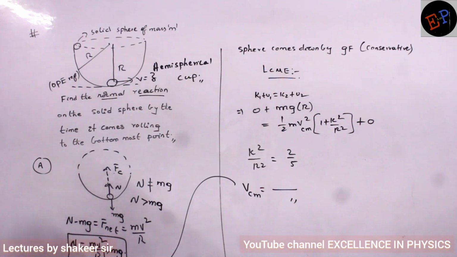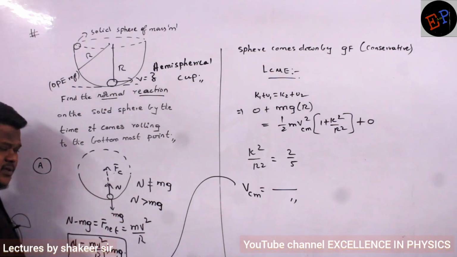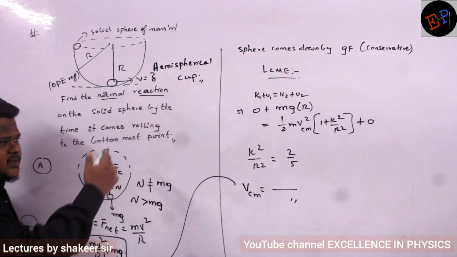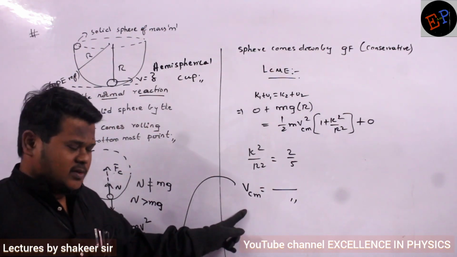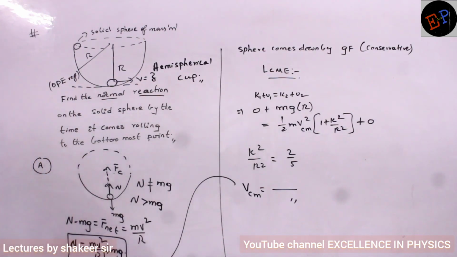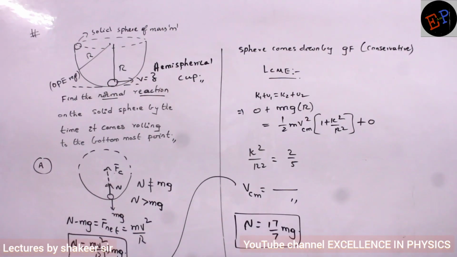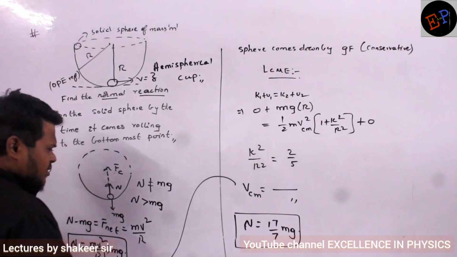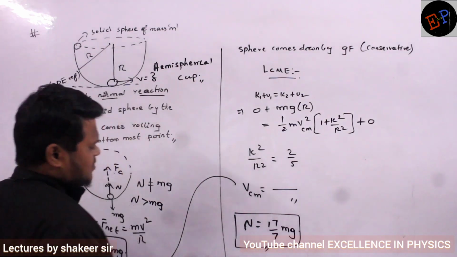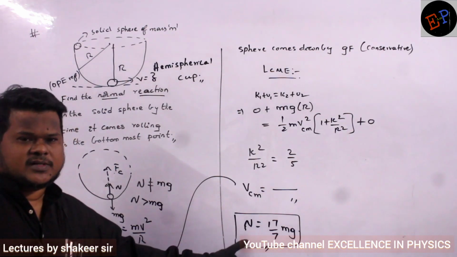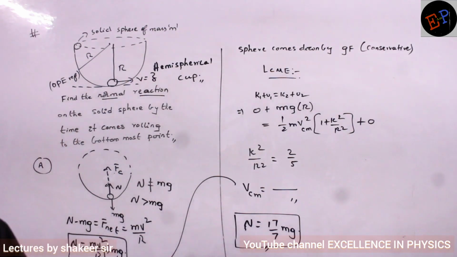Understood how we did it? First I wrote the equation for centripetal force. Then I used the law of conservation of energy and calculated velocity. Once I calculate velocity, I can get the normal reaction. That is the process of solving. Clear? When you substitute velocity of center of mass here, the final answer which you should get is 17 by 7 mg. So check whether you get this answer or not. Clear? That's it.